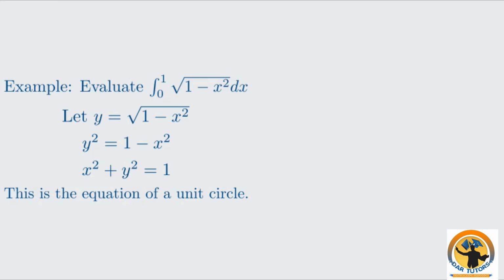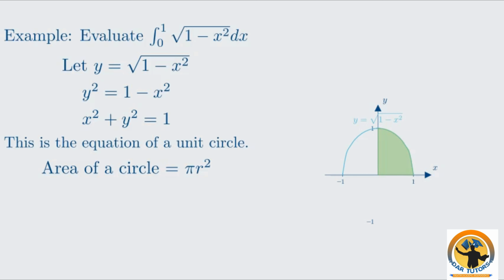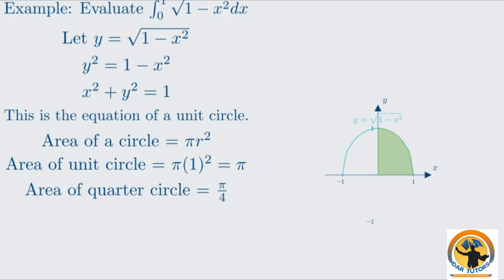Since y is the positive square root, y equals the square root of 1 minus x squared represents the upper half of this unit circle. The integral from 0 to 1 represents the area under this semicircle from x equals 0 to x equals 1. This is exactly 1/4 of the unit circle. The area of a full circle is pi r squared. For a unit circle, the radius r is 1, so the area is pi. The area of 1/4 of this circle is pi divided by 4, so the integral is pi over 4. These examples show that when the function's graph forms a simple geometric shape, we can find the exact value of the definite integral without using limits or complex calculations.